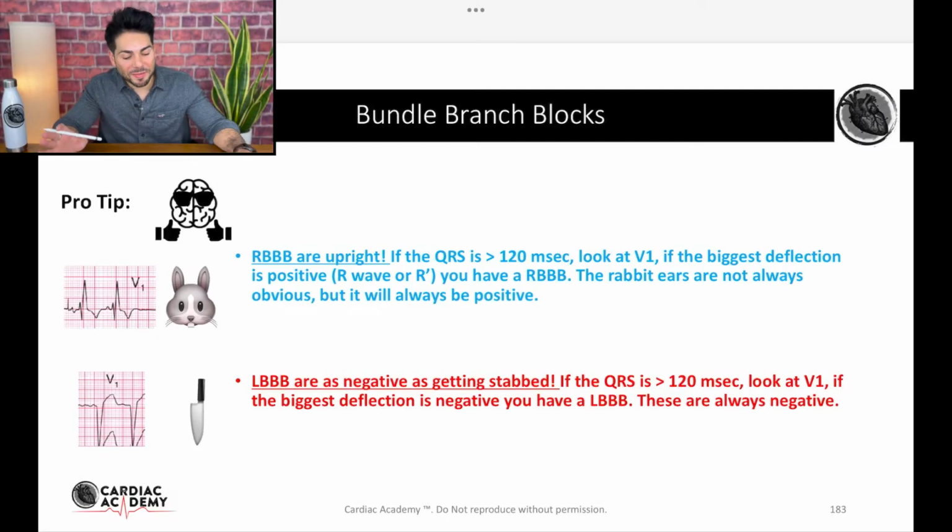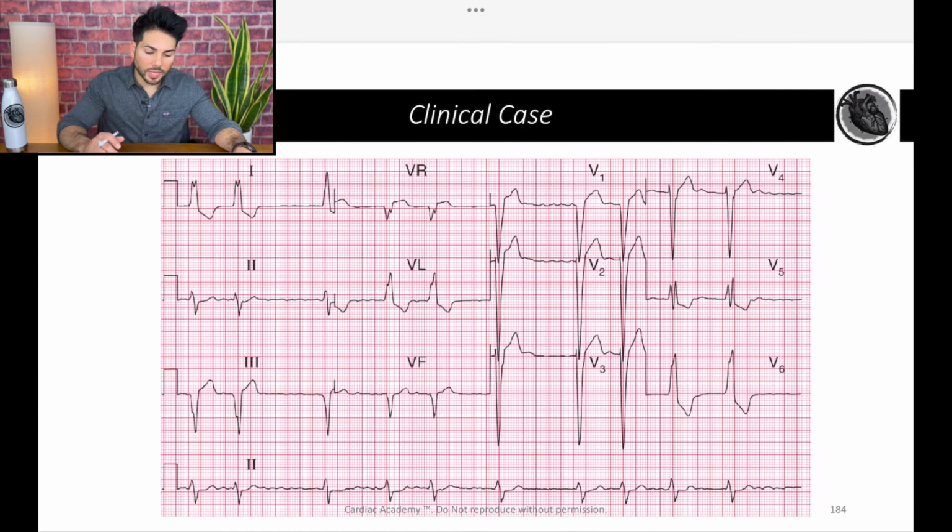All right, enough drama. That last part might have been a little bit too much, but let's summarize. First, pro tip: if you have a prolonged QRS measuring more than 120 milliseconds, the first thing you do is look at V1. If it is upright, meaning positive, then you have a right bundle branch block. Just remember, right bundles are upright, and you will also see that rabbit ears morphology. Now, if you look at V1 and you see a knife, a negative deflection, then that's a left bundle branch block.